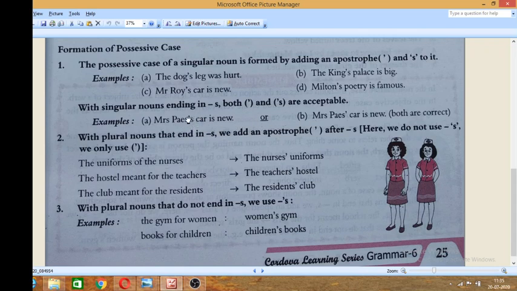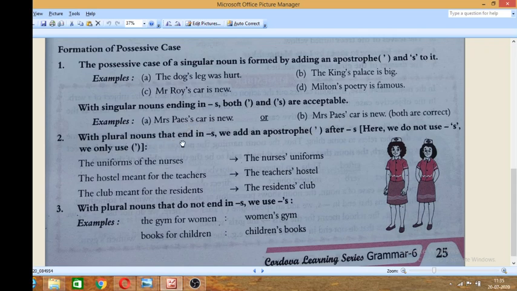Sometimes, if there is an s at the end of a word, we are supposed to write apostrophe s, but if you write only the apostrophe, we do not use the s again. So this is also correct, this is also correct.